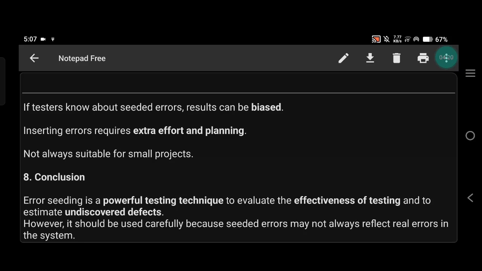So the conclusion is error seeding is a useful technique to measure the quality of testing and to estimate undetected errors. But it should be applied carefully because seeded errors are not always the same as real ones. That's all about error seeding in software engineering.